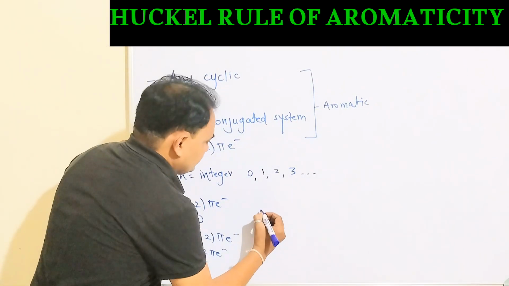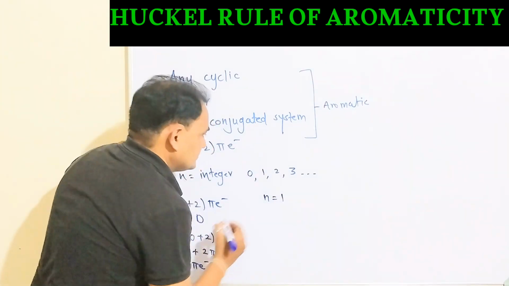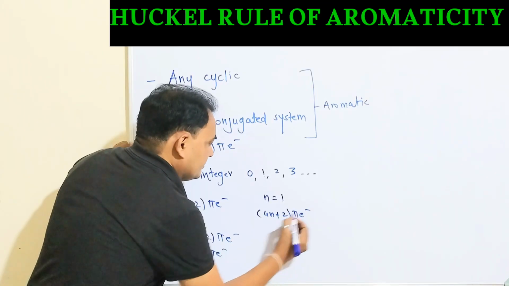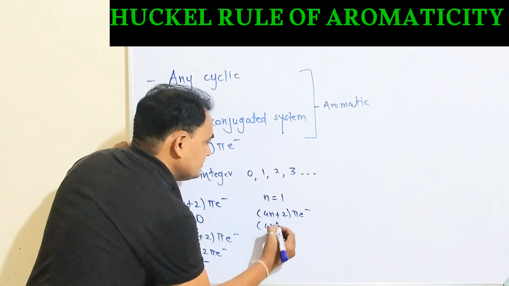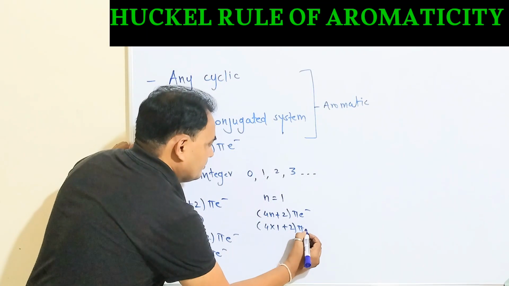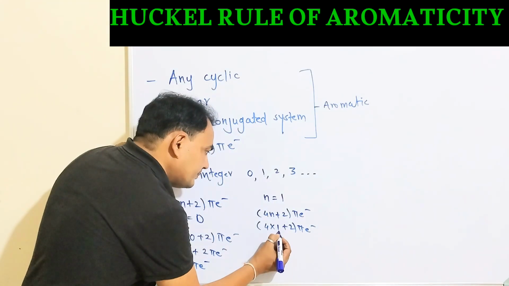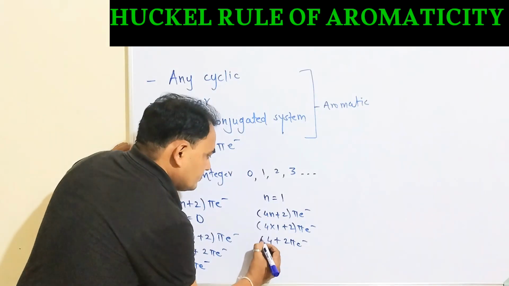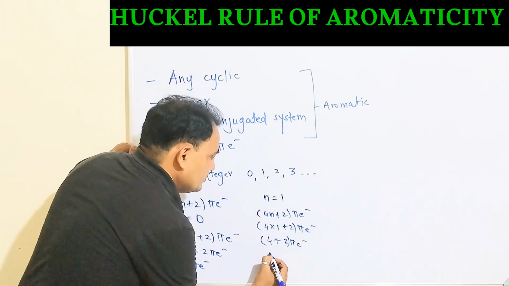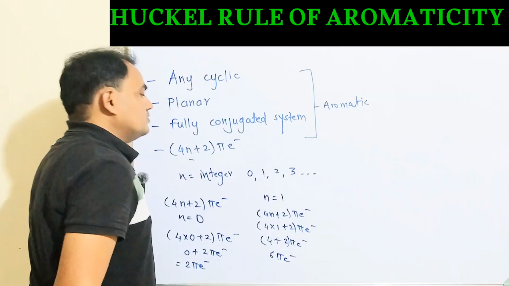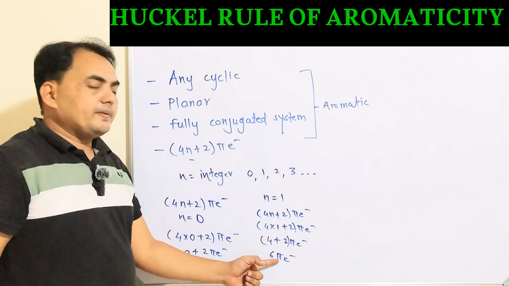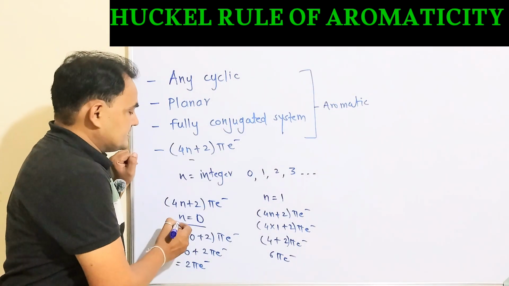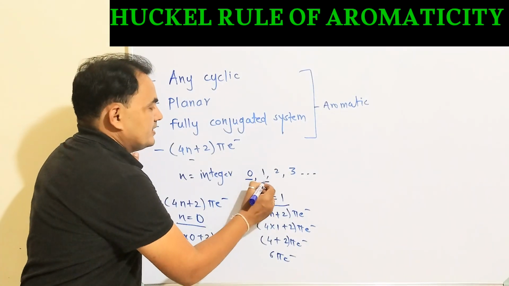Suppose we take n as 1. Then 4n plus 2 pi electrons means 4 into 1, plus 2 pi electrons. So 4 into 1 means 4, plus 2 means 6 pi electrons. So those compounds which are cyclic, planar and conjugated and consist of 6 pi electrons are also aromatic. Here we used n as 0 and n as 1.